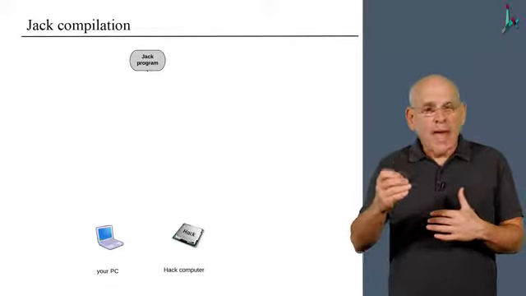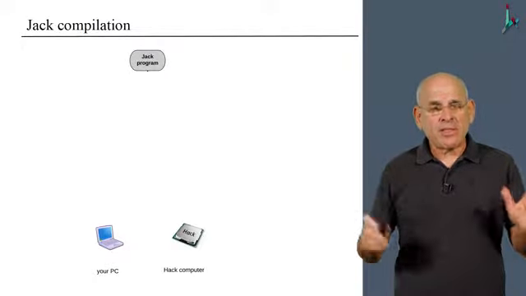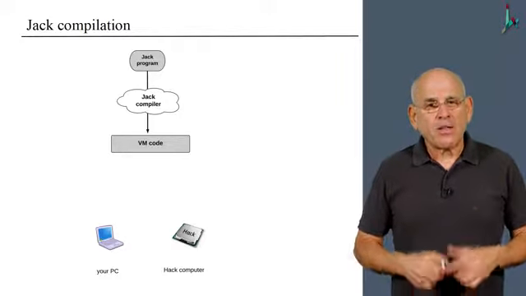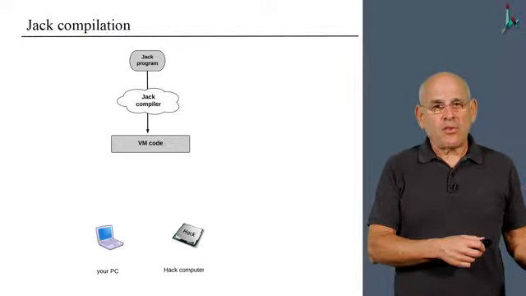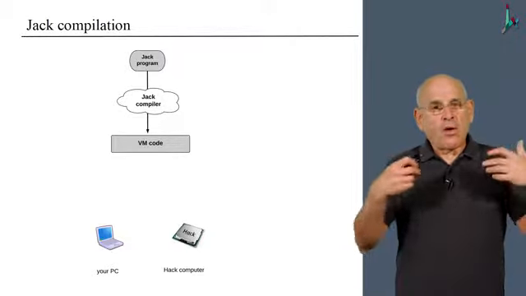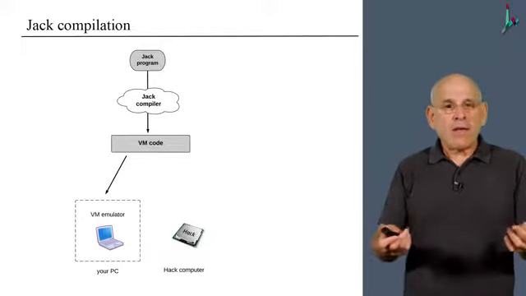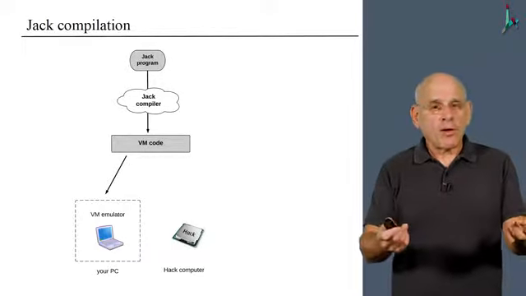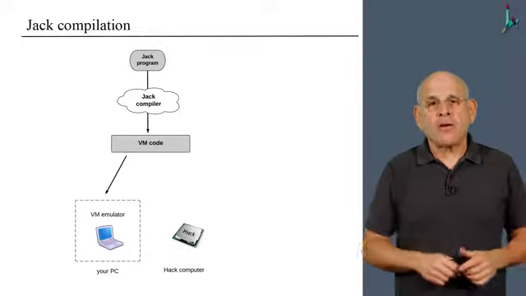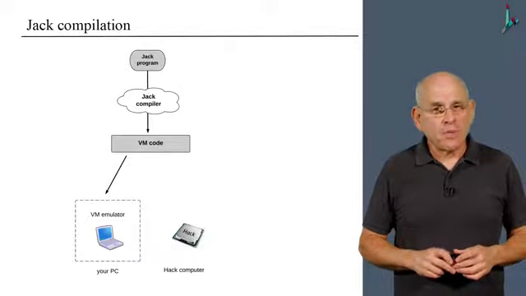So how do we bridge the gap between Jack and these two target platforms? Well, we do something very similar to what we did with Java. We will write a compiler that compiles Jack programs into what we call VM code, and then we'll equip your PC with something called a VM emulator, which is a piece of software that knows how to take a VM program and actually execute it on your own laptop or whatever machine you're using.